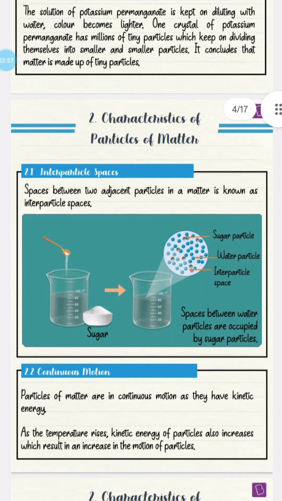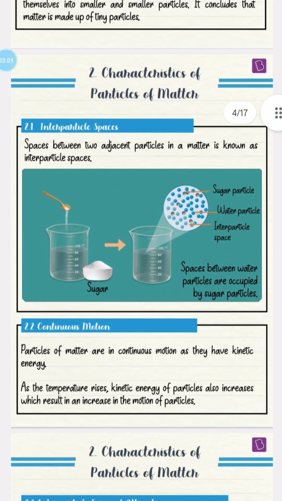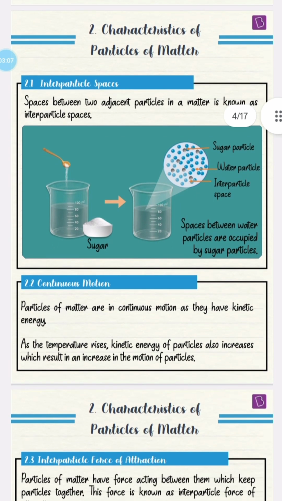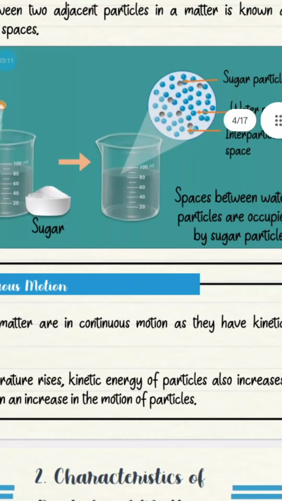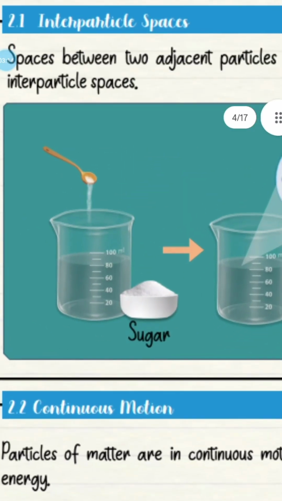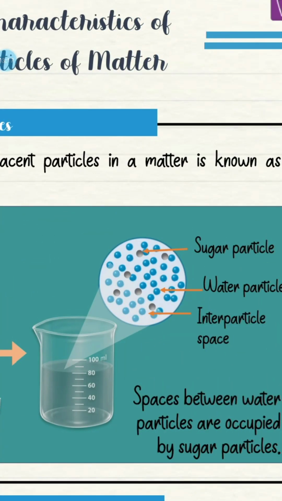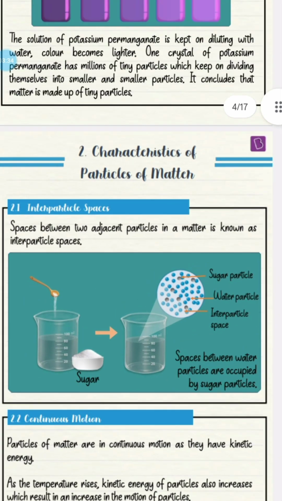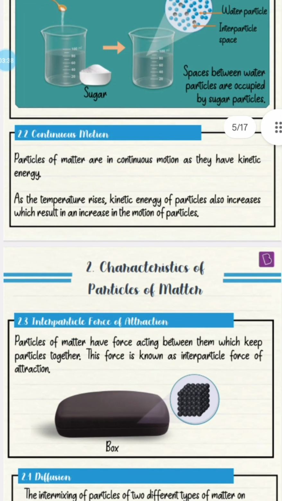Then we have characteristics of particles of matter. There are 3 characteristics. First is interparticle space. The space between 2 adjacent particles in a matter is known as interparticle space. That is, particles of matter have a space between them. See, this is given here. This is water. Sugar is added into it, and sugar particles go between the spaces. Spaces between water particles are occupied by sugar particles. This is the reason the level or the volume of water does not rise when we add solute to it.